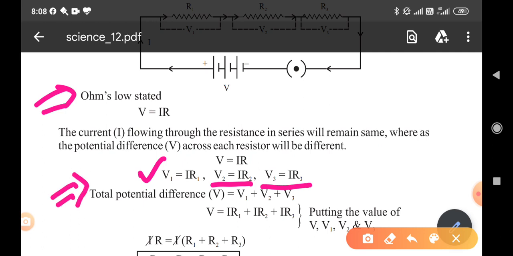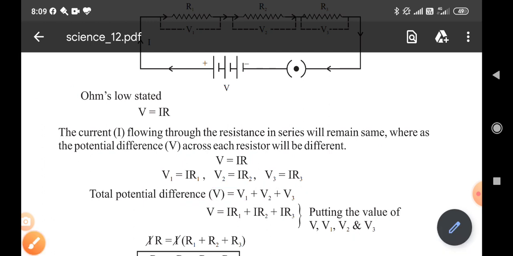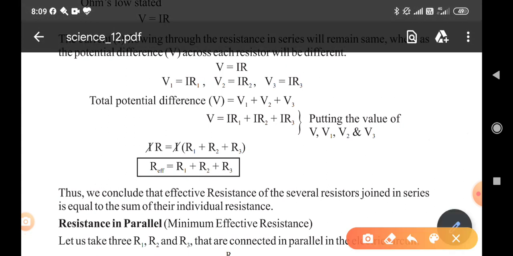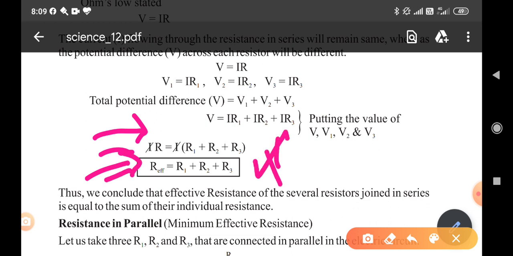Therefore, the total potential difference V equals V1 plus V2 plus V3. On putting the values of V1, V2 and V3 in this equation and taking I common, we get R equals R1 plus R2 plus R3. This is the effective resistance. Thus, we conclude that the effective resistance of several resistors joined in series is equal to the sum of their individual resistances.